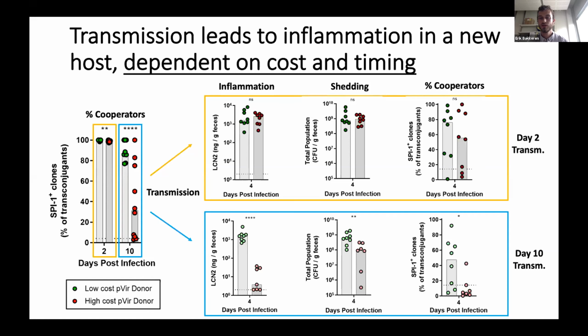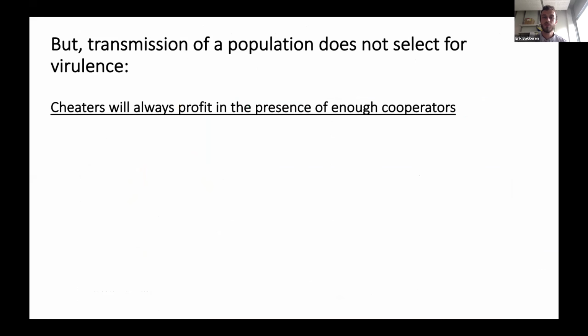But if you look at the proportion of the population that is cooperating in these new mice, you find a very large variability. It looks like cheaters start to emerge again and overtake the population. This can occur either through new mutations or because you actually transmitted cheaters in the first place. So if you think about it, transmission of the population doesn't really select for virulence, because cheaters will always profit in the presence of enough cooperators.